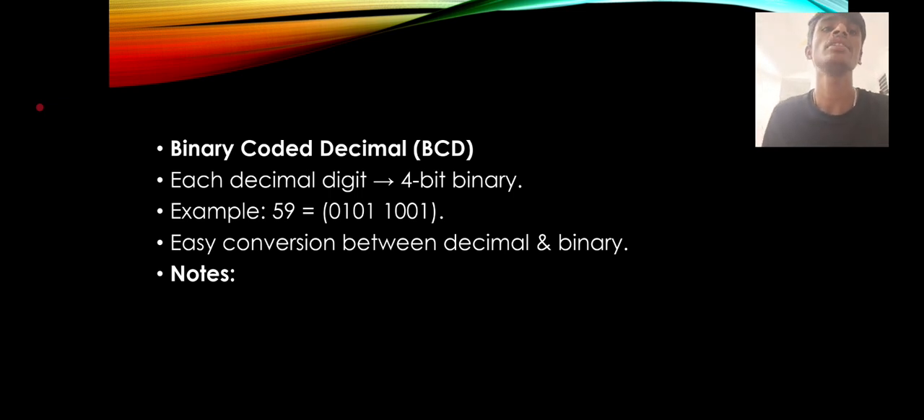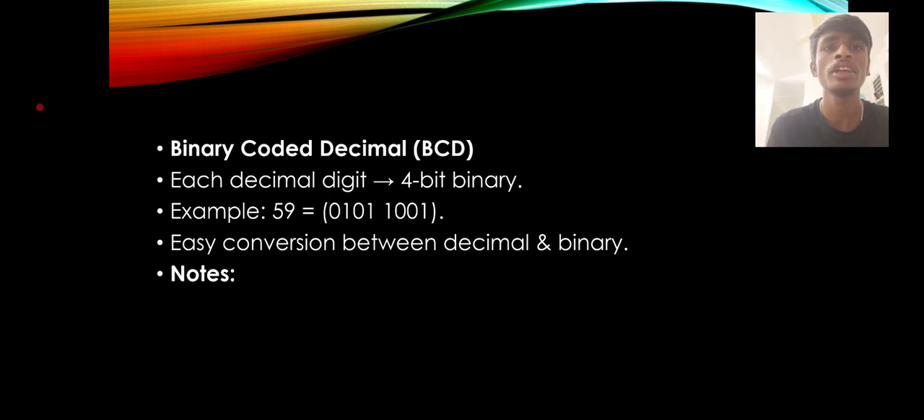It is an easy conversion between decimal and binary. For example, I will consider 59. In binary coded decimal, the 5 is represented as 0101, and the 9 is represented as 1001. So 59 is 0101 1001. Weighted codes are used in arithmetic operations and digital circuits, but sometimes require special handling for addition and subtraction.